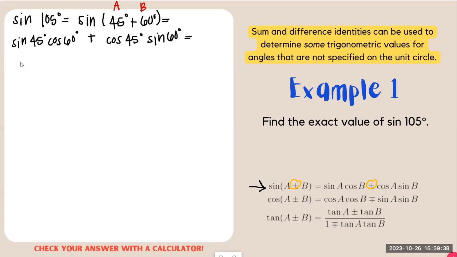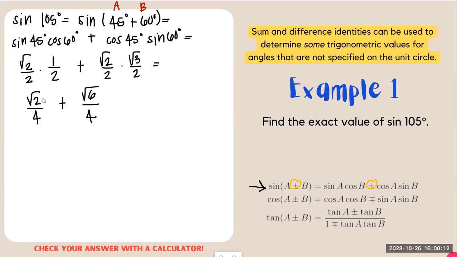The sine of 45 is the square root of 2 over 2. The cosine of 60 is 1/2. We'll multiply those two together. The cosine of 45 is also square root of 2 over 2. And the sine of 60, square root of 3 over 2. Okay, we're going to multiply, and then we'll add. Order of operations, PEMDAS. Here, this is going to equal the square root of 6 when we multiply.